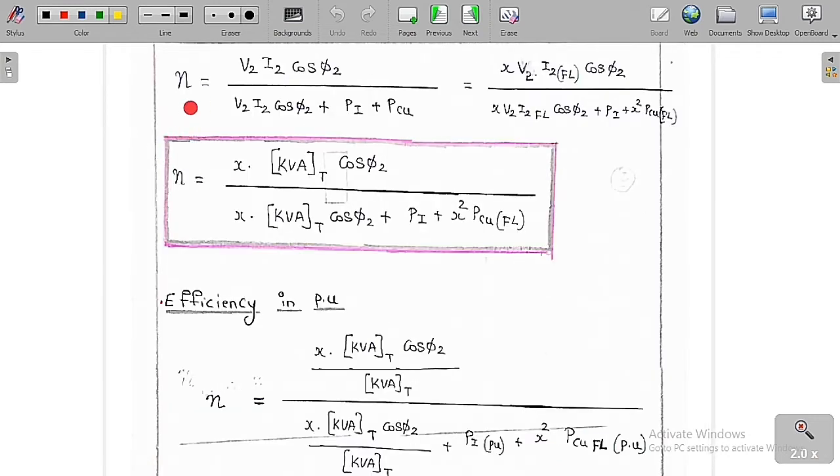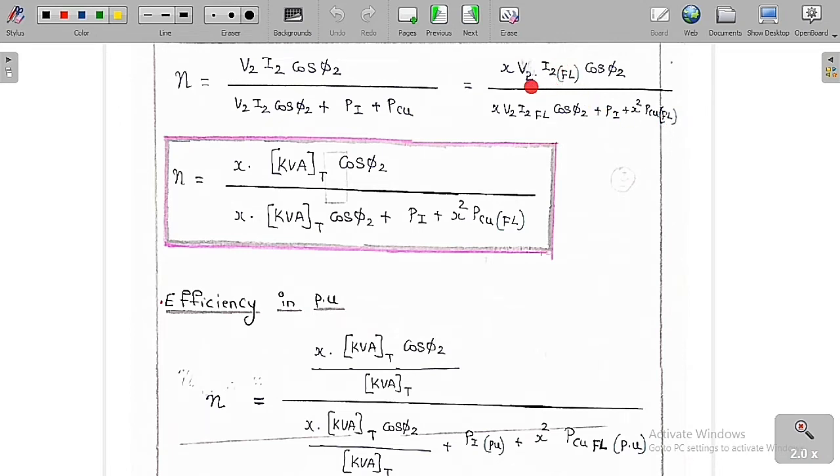This is the efficiency of the transformer at any other load, which is V2 I2 cos phi 2 by V2 I2 cos phi 2 plus iron loss plus copper loss, that is V2 I2 cos phi 2 by V2 I2 cos phi 2 plus Pi plus PCU. I2 is equal to X times the I2 full load, so I am going to replace I2 with X times the I2 full load. We get X into V2 into I2 full load cos phi 2 by X into V2 into I2 full load cos phi 2 plus Pi plus copper loss, and the copper loss at any other load is equal to X square times the copper loss at full load.